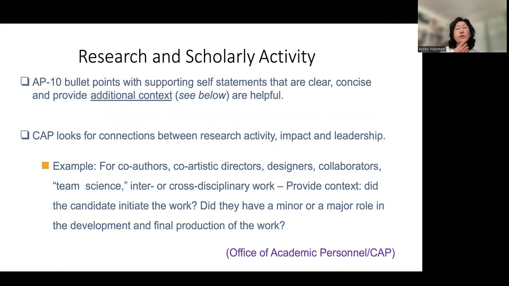Now we're going to section 3, which is research and scholarly or creative activities. Again and again, I will mention that what CAP is looking for in this AP-10 is the context, beyond what's listed. For example, if you are a co-author or middle author of team research papers, then it's very important that you stipulate exactly what your contribution is and why it is significant for that study. That is really important for the CAP to properly assess your contribution.